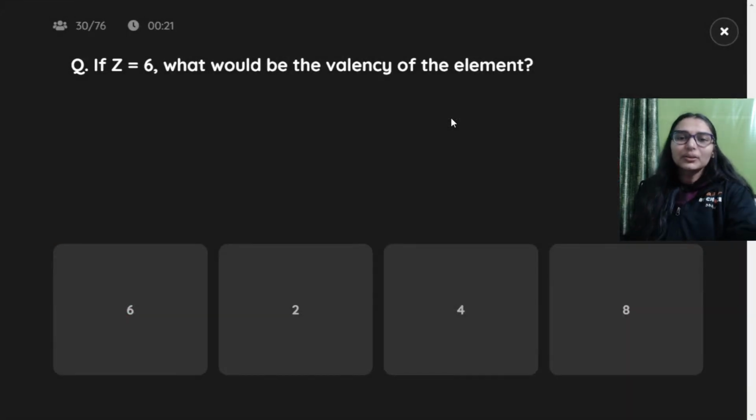If atomic number is 6, what would be the valency of the element? Atomic number 6 किसका है? Carbon का है. What is carbon's valency? That also you know, है ना?